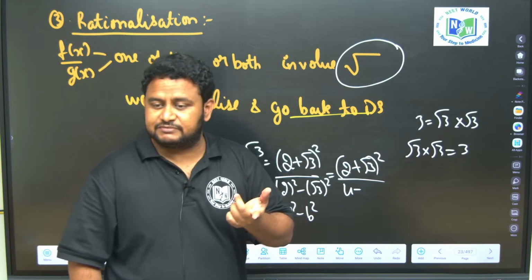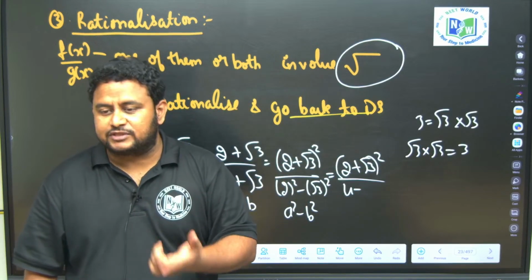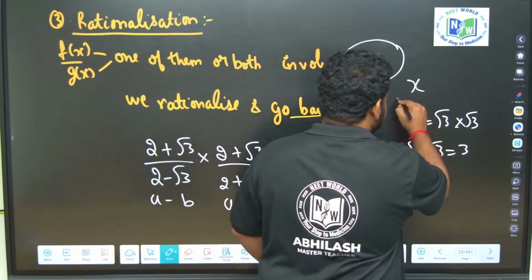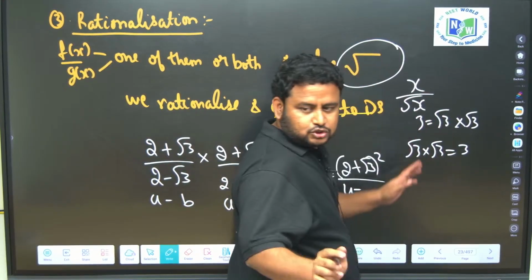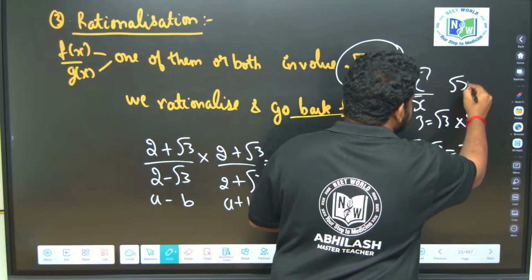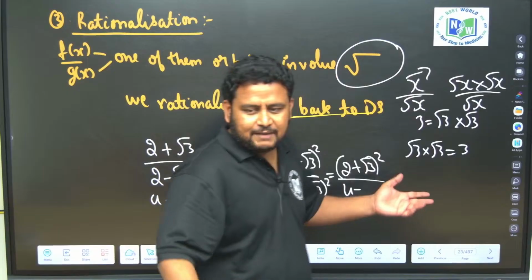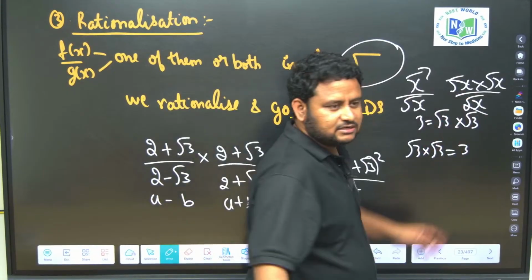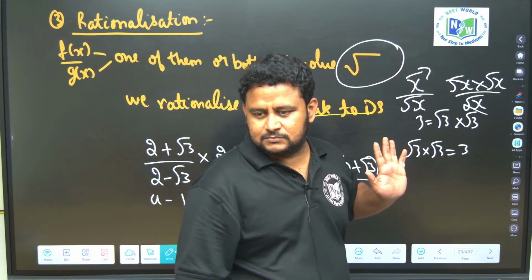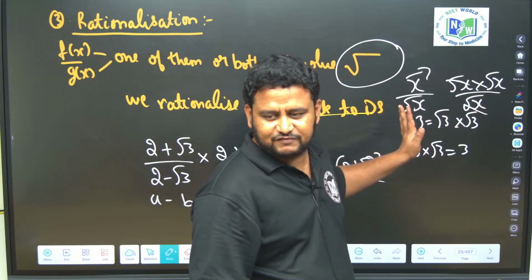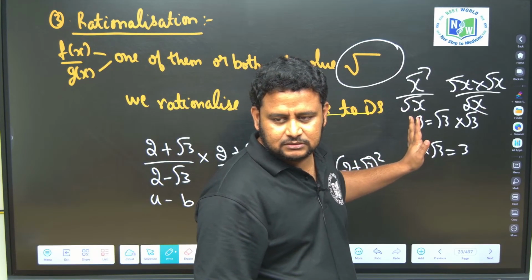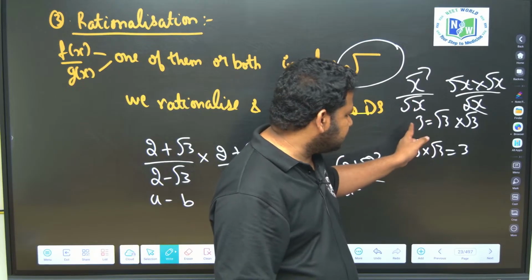But whenever 3 is given, you should also be able to write it as root 3 into root 3. Suppose x is there, here root x is there. You should be able to write this x as root x into root x divided by root x. Now this root x and root x I can cancel, then you can apply the limit. Otherwise, if you apply it directly, you will get a different value. Got it? So you should be in a position to write 3 as root 3 into root 3.